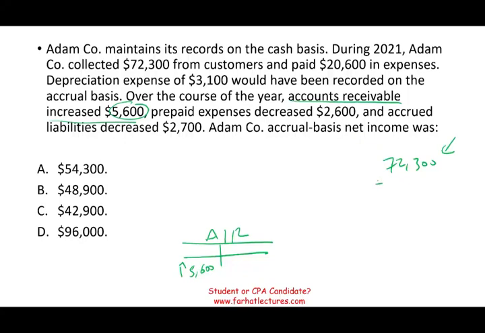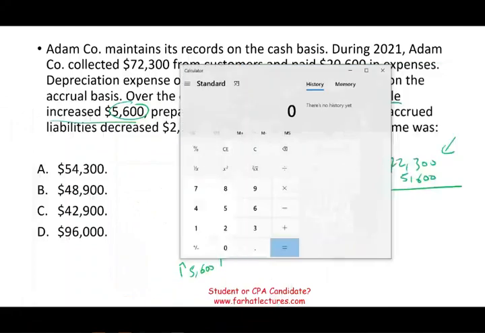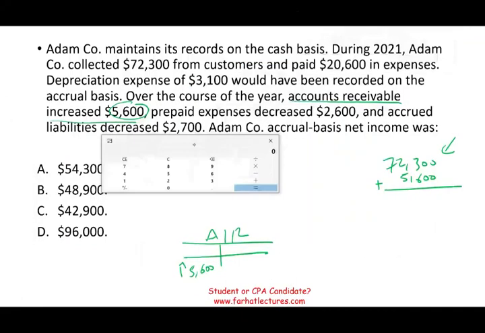Therefore, what we have to do is add $5,600 to your cash. So simply put, you did receive cash of $723,000. That's fine. That's clearly revenue that you earned.